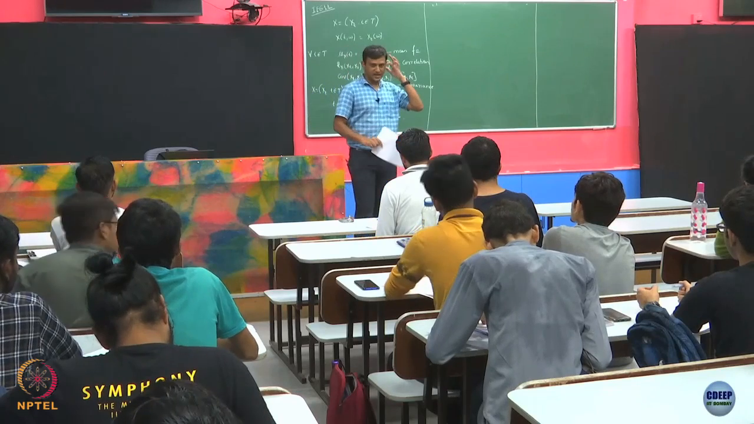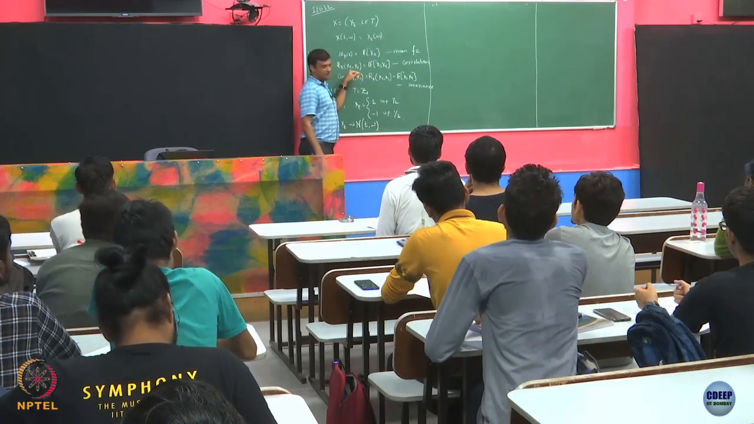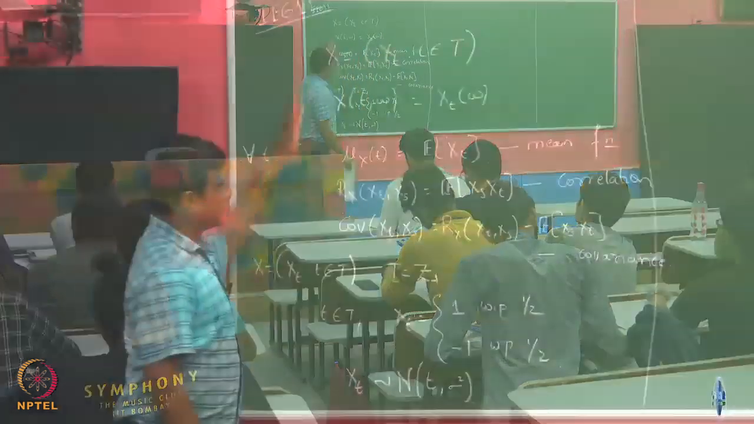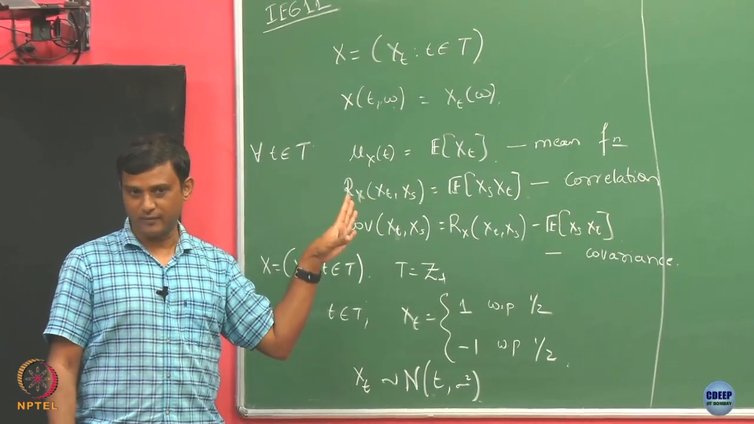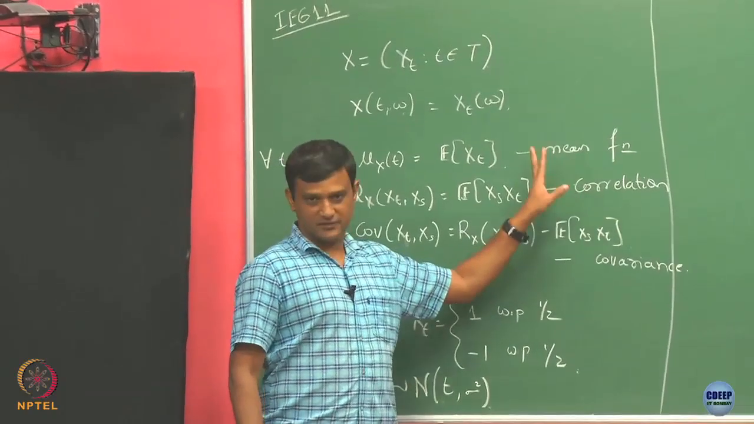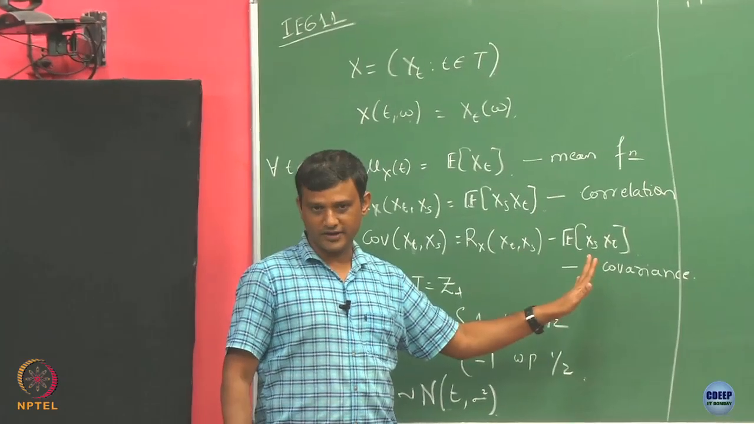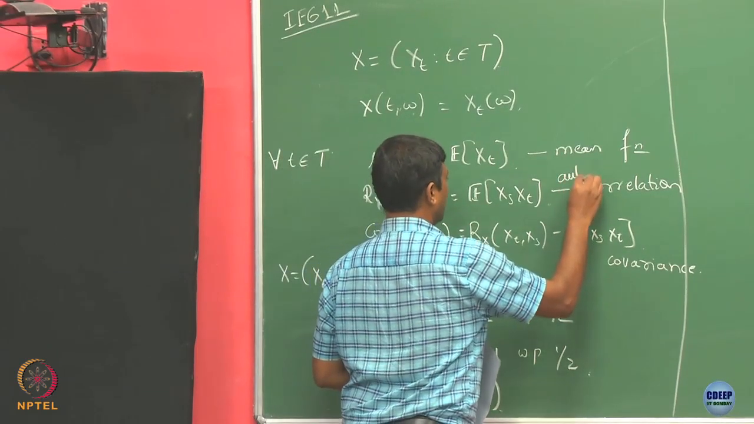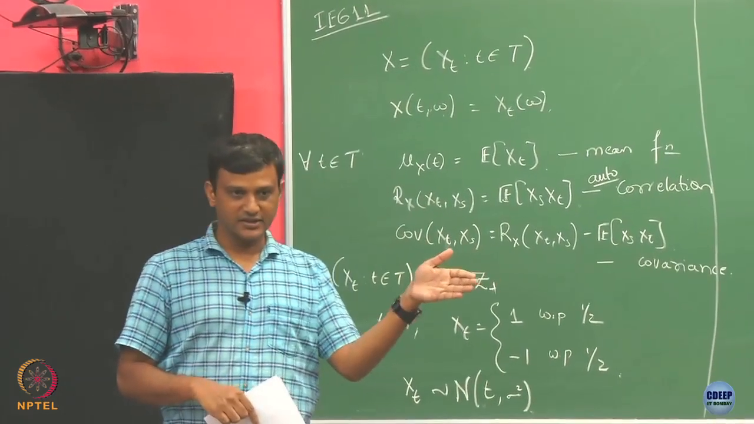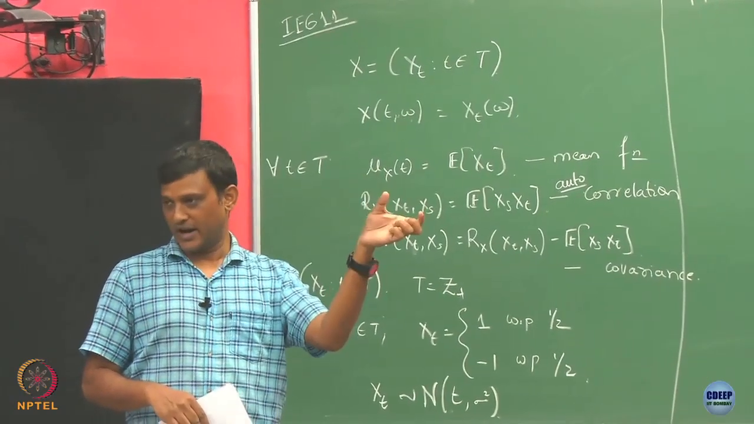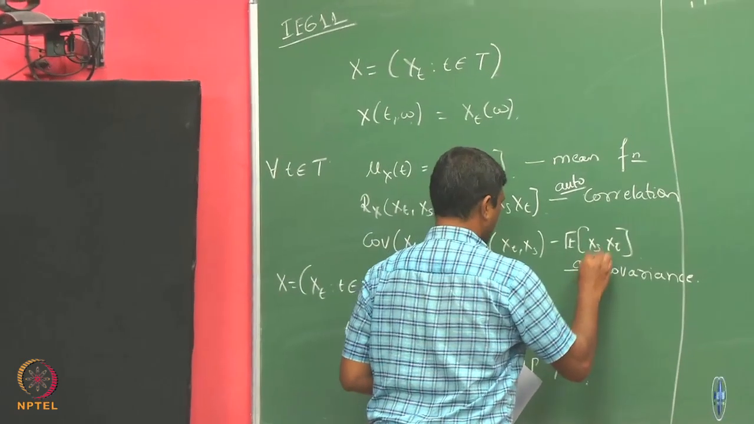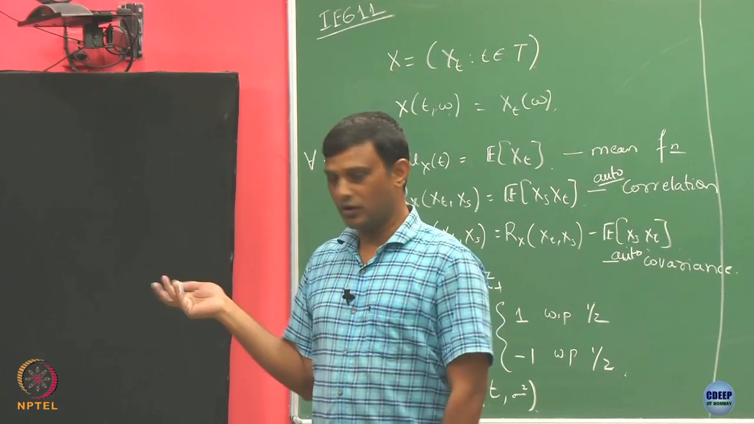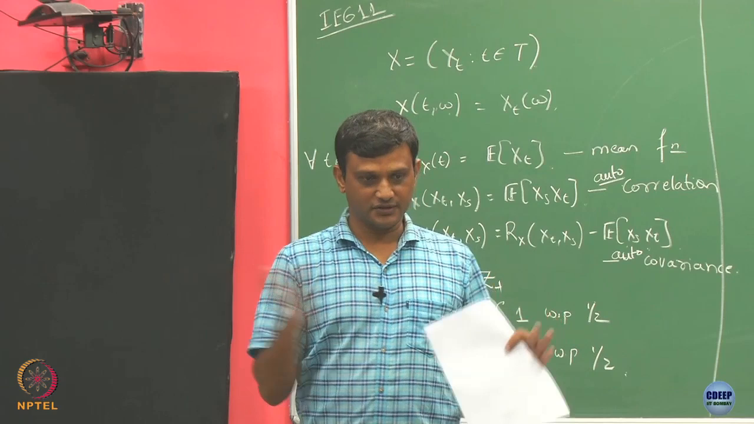Yesterday in my class, I made one small error in saying that when these two random variables are the same, it is going to be called auto covariance or auto correlation, but that's not correct. We are talking about one random process here. If we are just talking about one random process, then instead of correlation, we also call it auto correlation and auto covariance. The auto is coming here because we are talking about the same random process, and in that random process we are looking at the correlation between two random variables. We will see another notion called cross correlation and cross covariance when we have two different random processes. That we will come to a bit later.